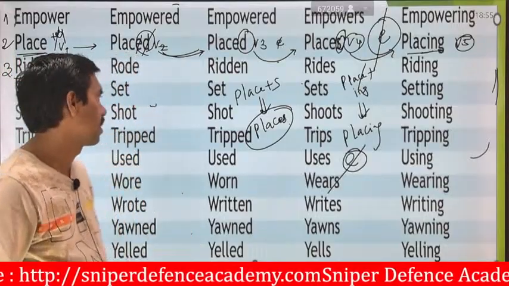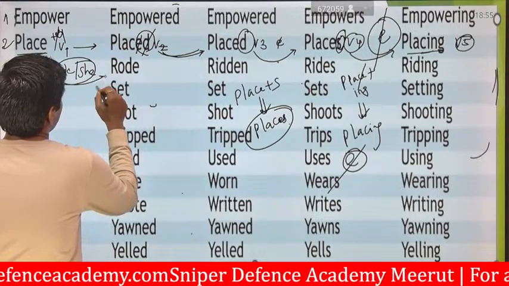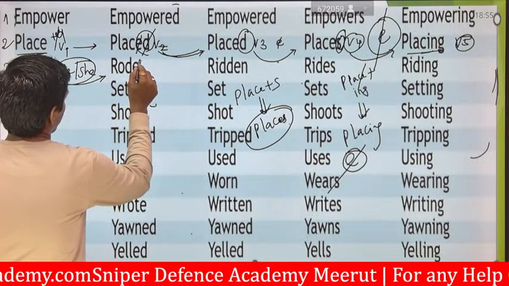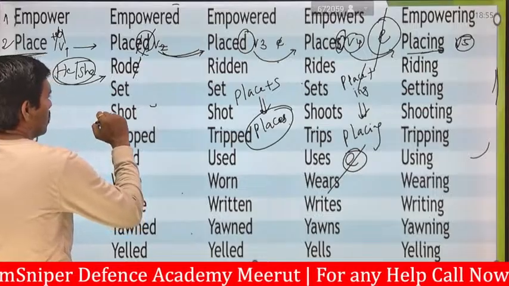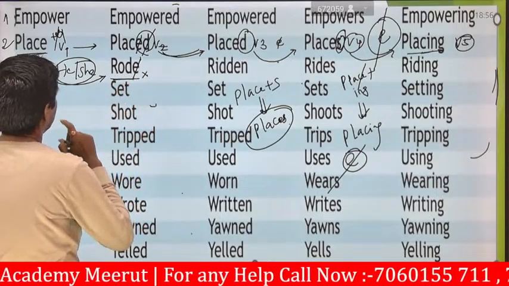R-I-D-E. So ride will be transformed as road. So road, okay, road you have to say. Here the E will never remain silent, but it will appear. Okay, ride will be road.